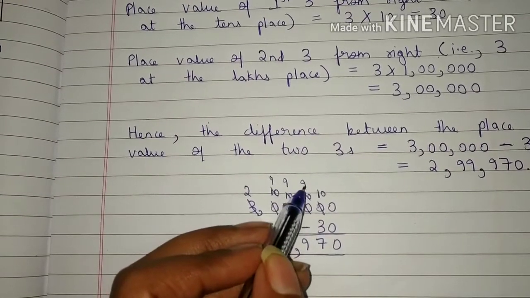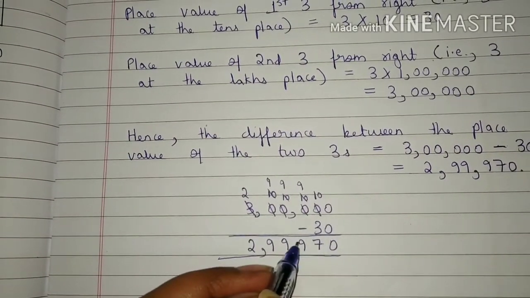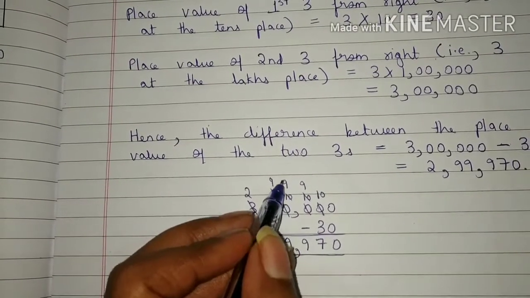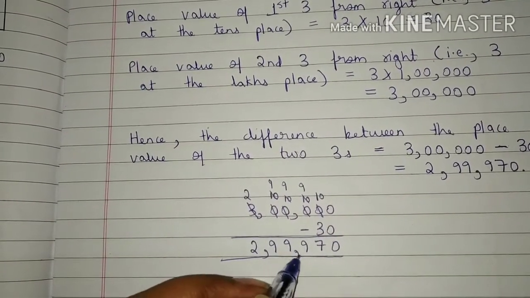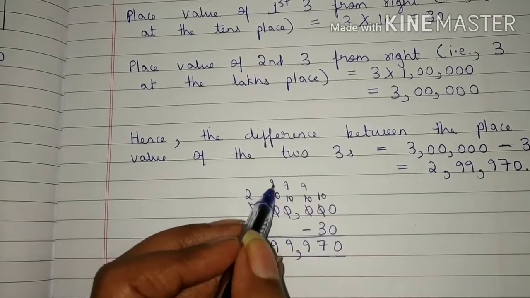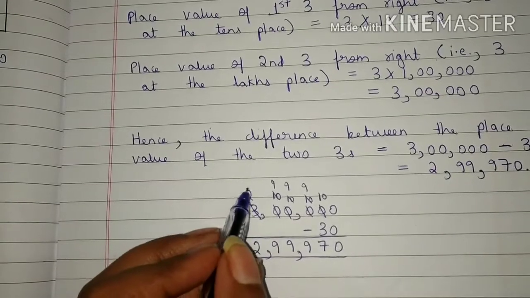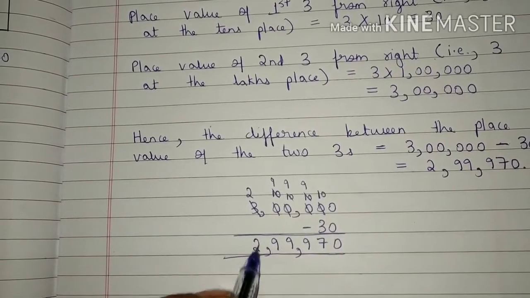Students, here it is 9. So you will write 9 as it is. Here it is 9. So you will write 9 as it is. Here it is 9. So you will write 9 as it is. Here it is 2. So you will write 2 as it is.